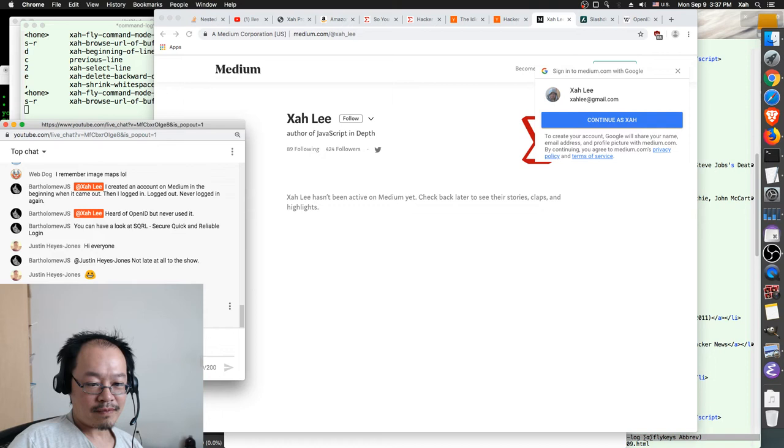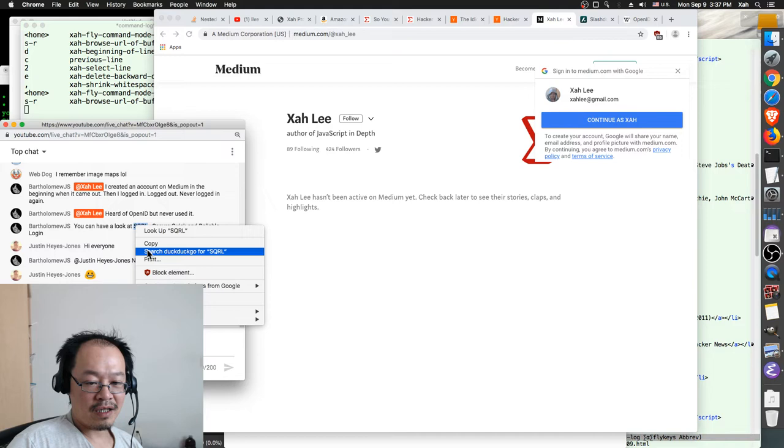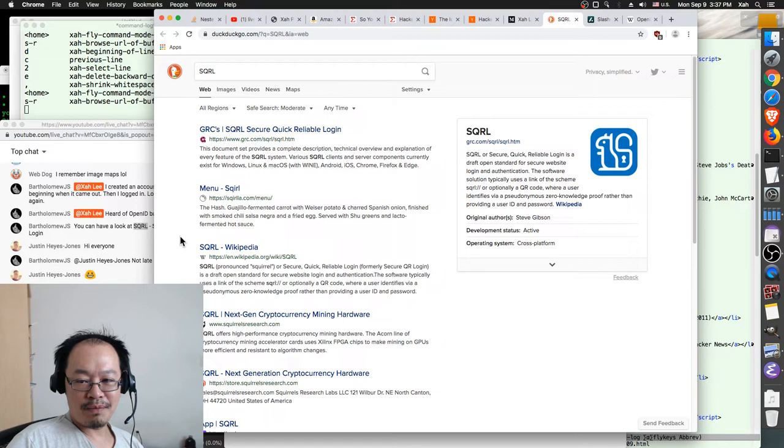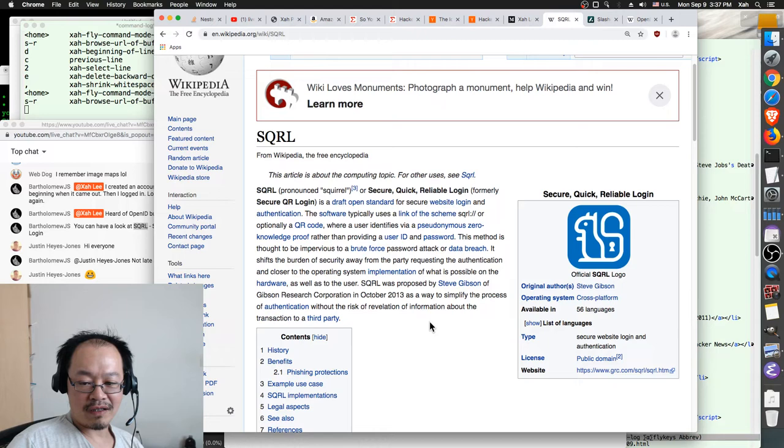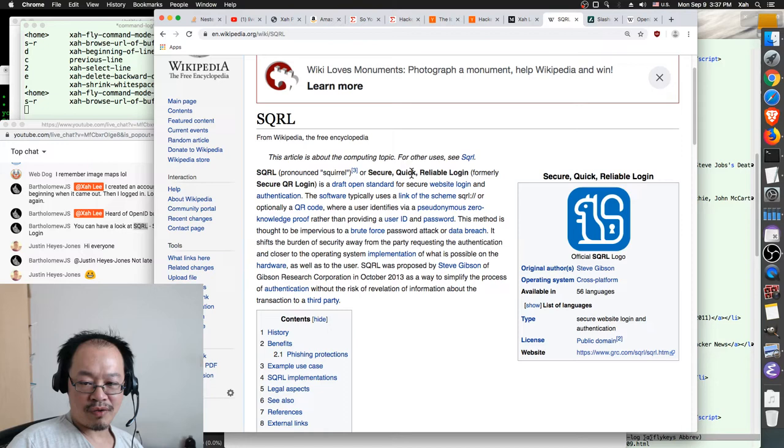So SQRL. What is SQRL? Secure and quick reliable login. I don't trust those. A lot of you geeks probably come up with technical solutions, like, oh, something new, distributed and cryptographic, encrypted. So SQRL, secure quick reliable login, is a draft open source standard for secure web login. I don't think it'll work.